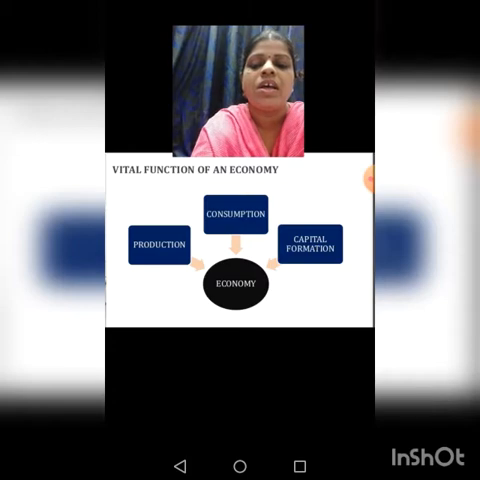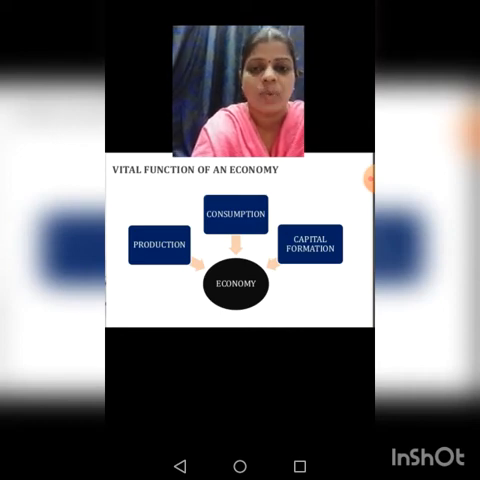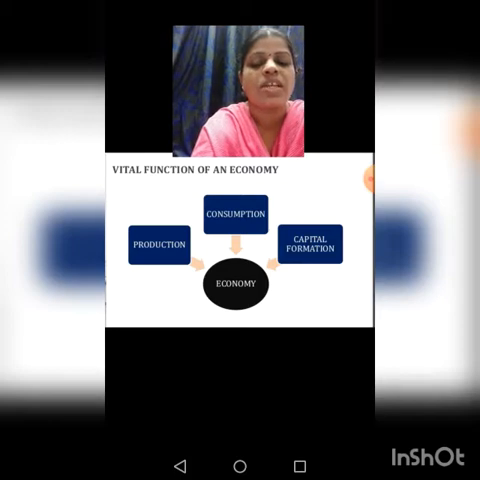That is, whatever things that we have produced, who is producing? The producers are producing such commodities and it leads to consumption. So what is produced, such goods are consumed by the consumers. So another activity takes place, that is consumption. So the one activity leads to the other activity. So the production leads to consumption. And the next activity is capital formation.